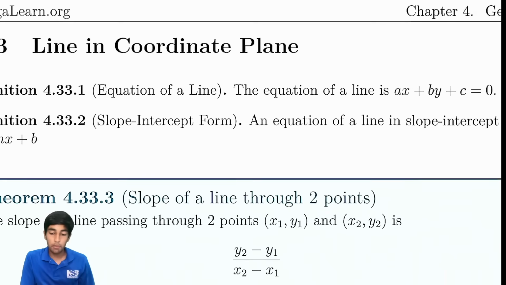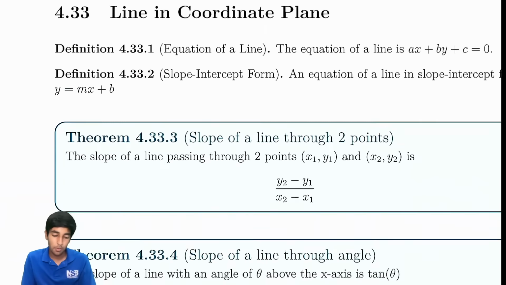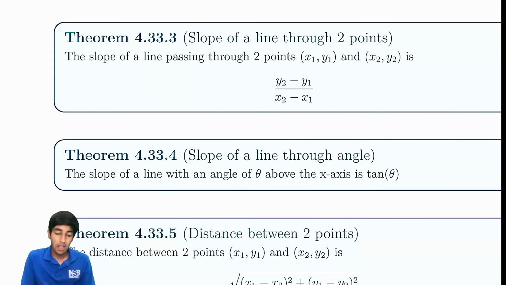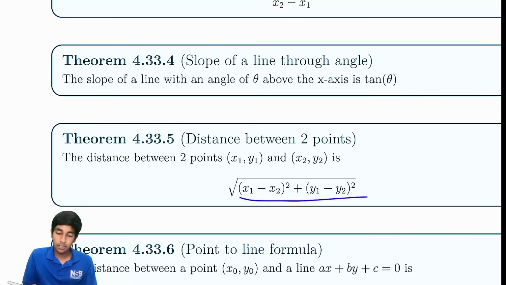Okay, line in a coordinate plane. Just simple equation of a line stuff in slope-intercept form. Slope, pretty simple. And this is something cool: if you have an angle here of theta, the slope of this line is just tangent of theta. The distance formula, you know, just Pythagorean theorem applied. You get this thingy.